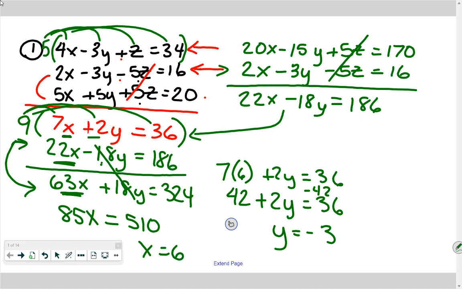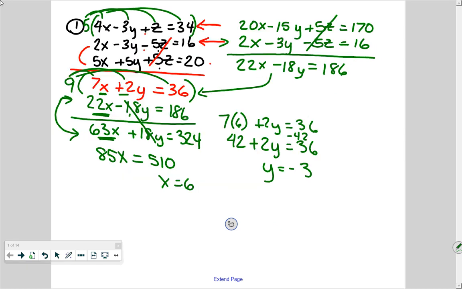Now I have an x and a y, so I need to solve for the z. You just choose one of your equations to plug back into, any of the black ones on the screen where there's an x, y, and a z. You can replace the x with a 6, the y with a negative 3, and then solve for z. So I'm going to extend my page. I plugged it back into the very first one, so the 4x minus 3y. So 4 times 6, then I have the negative 3. For the y, I'm going to plug in a negative 3. Now all I have left is to solve for the z.